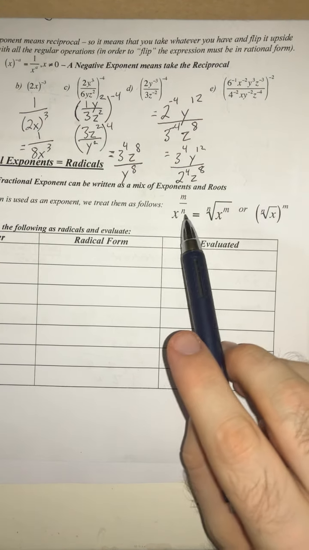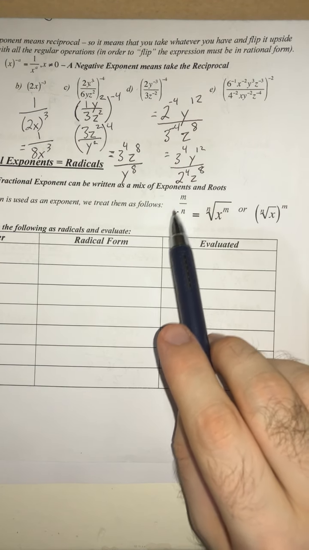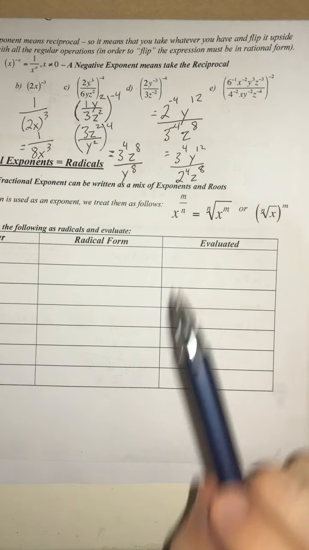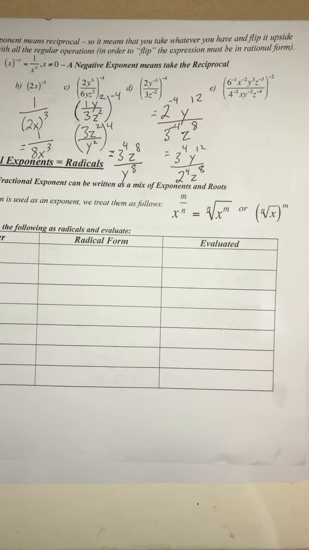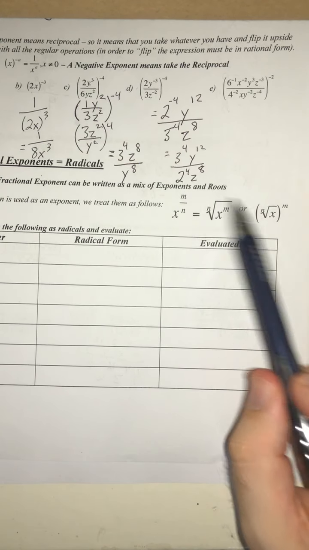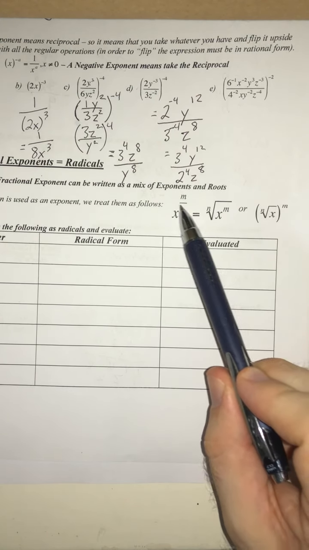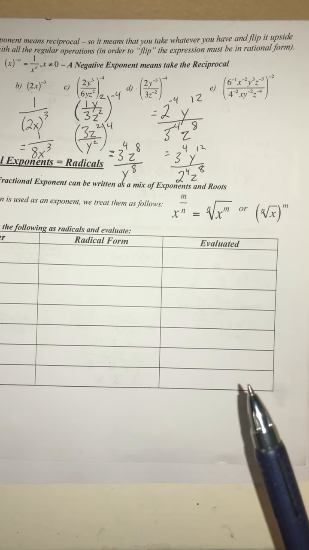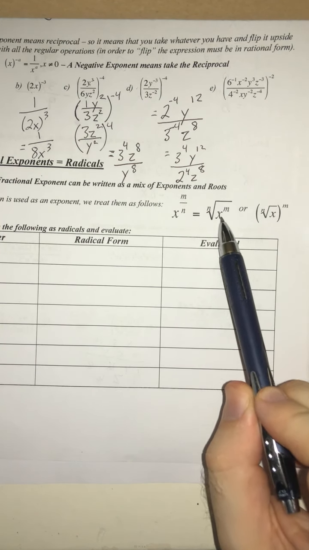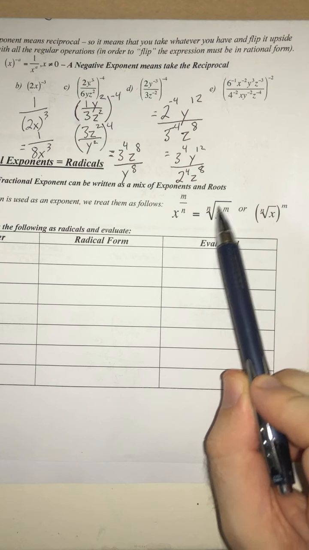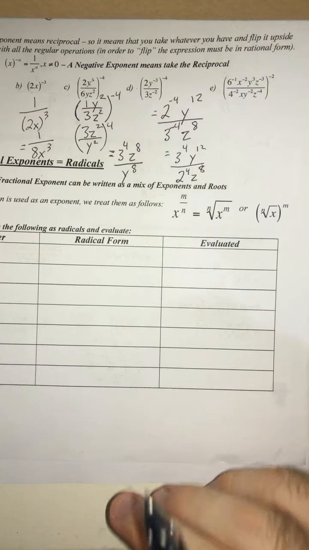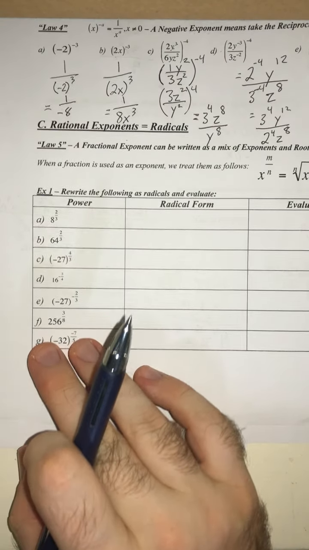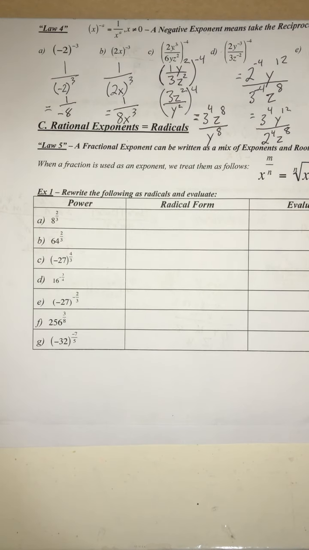So here's the rule. If you have some number or some variable to a power, and that power is a fraction, this actually gives me a root. So m stays as the power up top, and n becomes the root that it's being applied to. And notice here, it doesn't matter if m is inside the square root or if it's outside. It's going to give you the same thing. So we need to look at some of these, so you can see the difference between them.